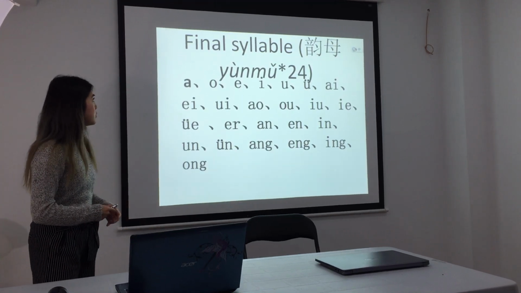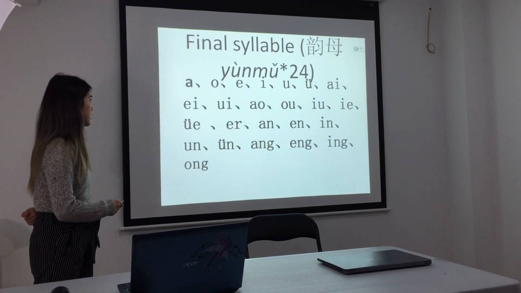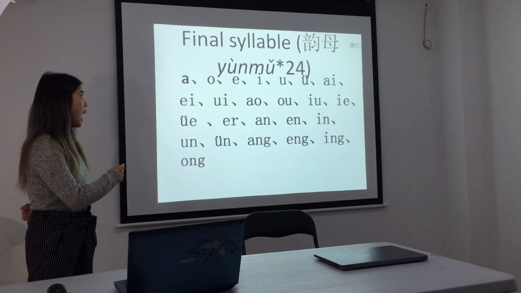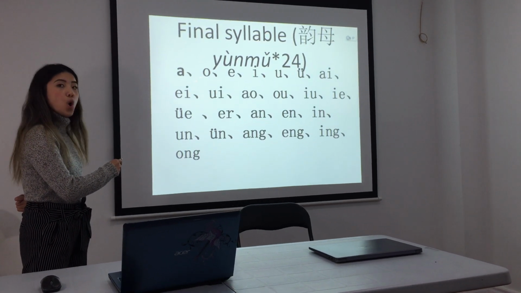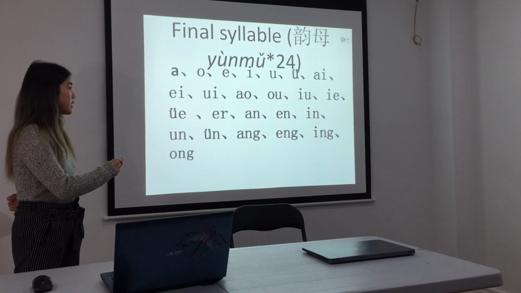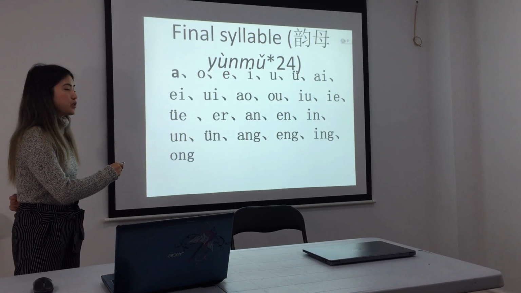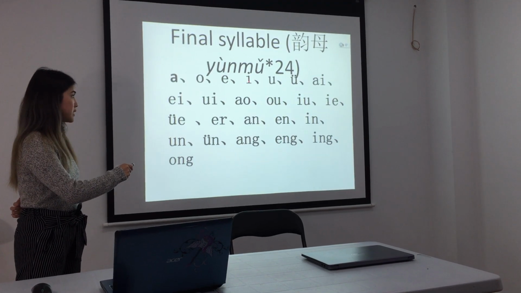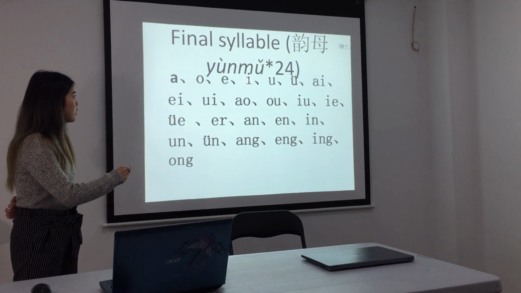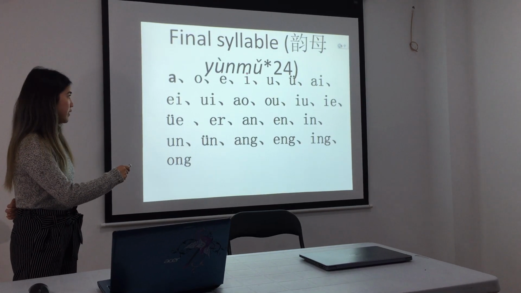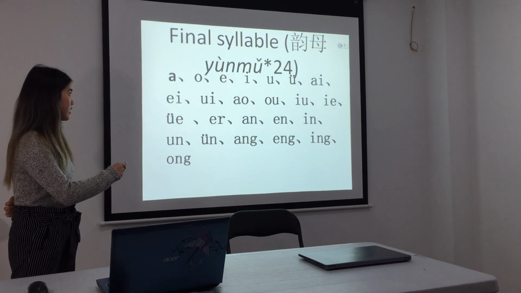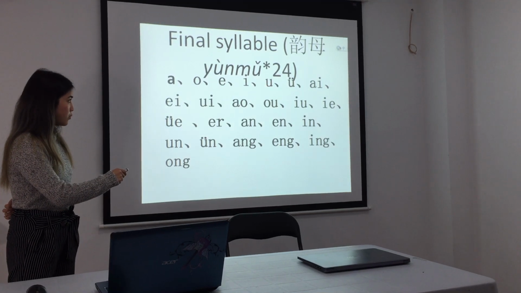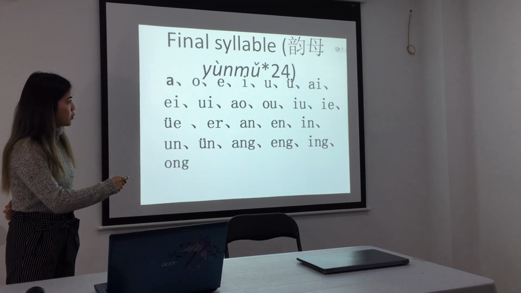Now we'll be moving on to the final syllables. This one is a. This one is o. This one is e. Oh, sorry. This one is the I makes the E sound, which makes it easy to mix up. Just remember that the I makes E. This one is oo, and this one is ü.